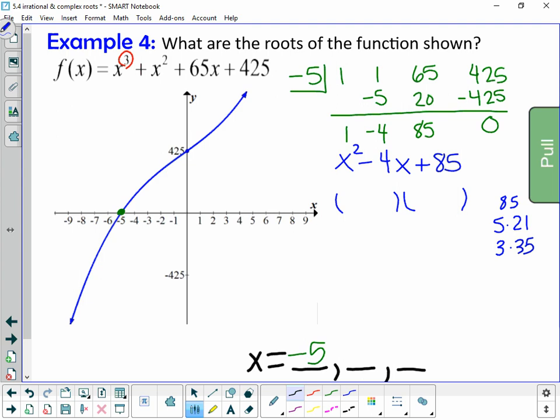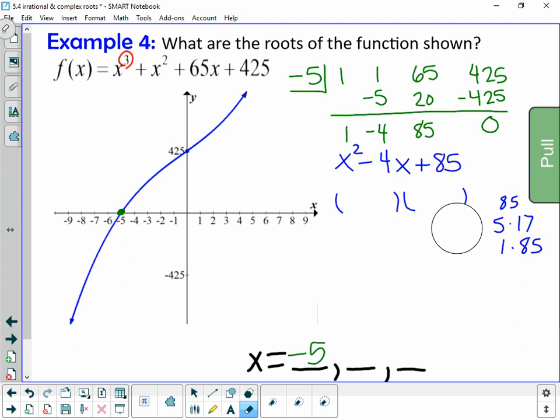85, oh goodness, sorry, not 5 times 21. I can do math in my head. 5 times 17, and both 5 and 17 are prime numbers, so the only other possibility would be 1 times 85. And we have a middle term of -4, so it looks like there's not a combination that would cause this to be factorable. So we can't factor it.